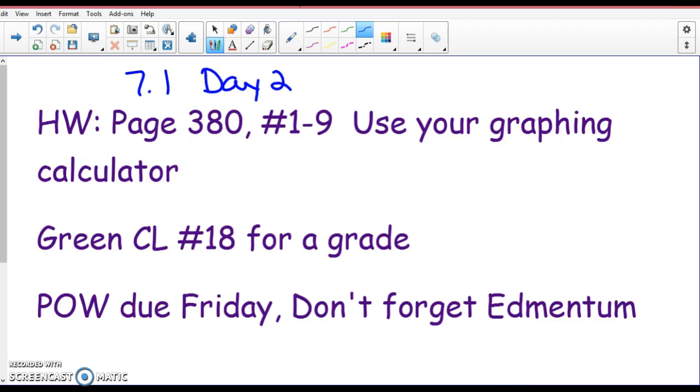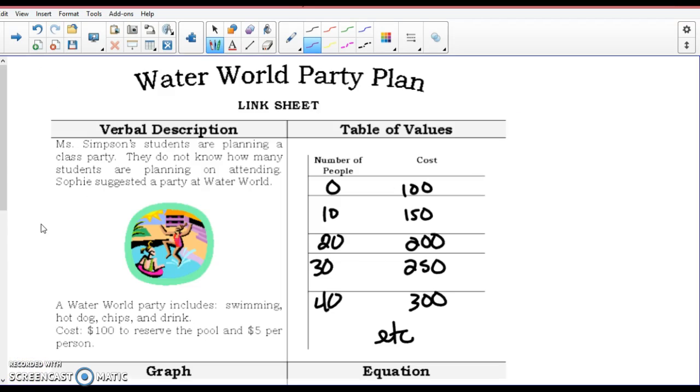Okay, I'm going to pause this. This class party problem. The first scenario was Waterworld. In Waterworld, it costs $100 to reserve the pool and $5 per person.